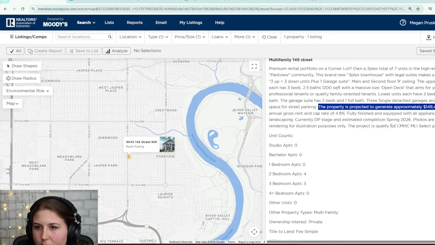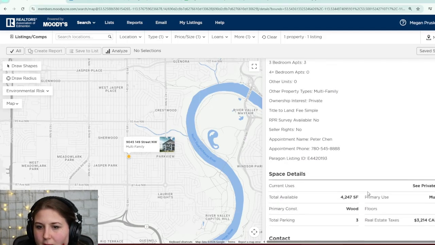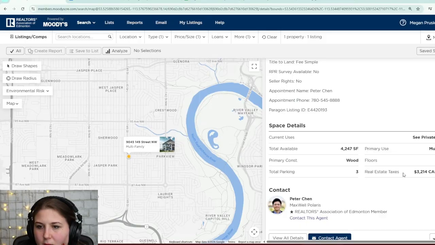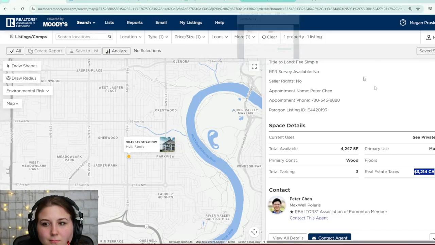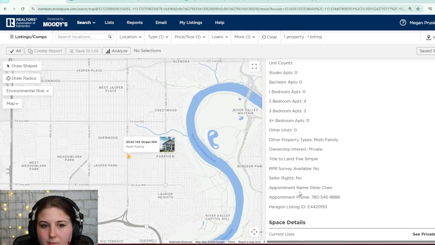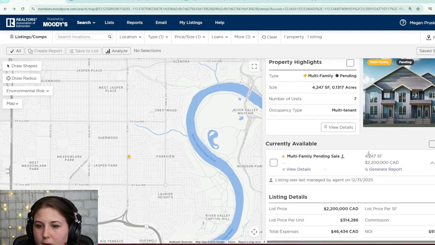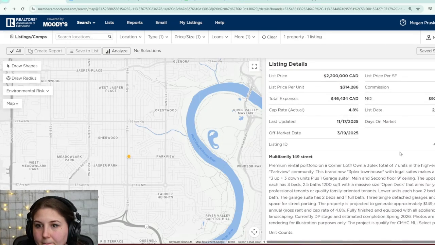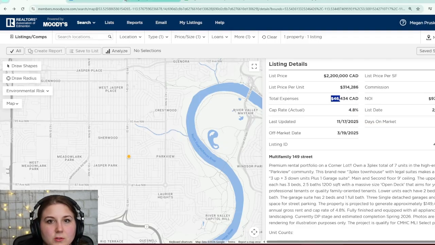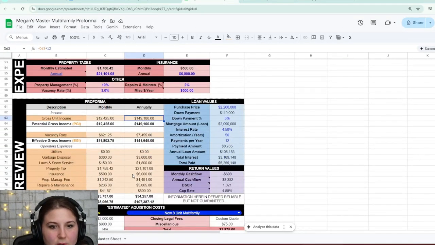Now, what did they have for their expenses? Real estate taxes, $3,000. Oh, that's for the house that used to be there. I know Peter. He's cool. I'm actually pending with him on a different property right now. They have $46,000 of expenses. What do we have? I have less expenses than they do.